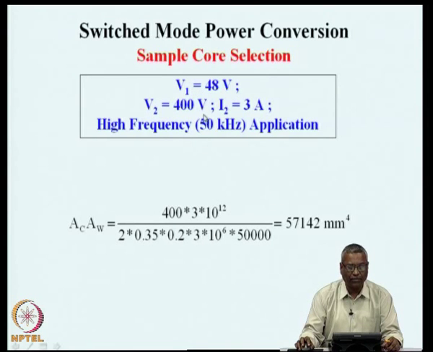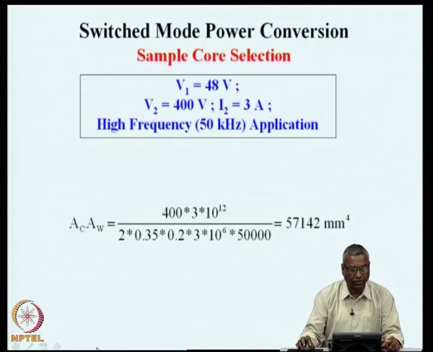Let us look at a sample design where these core selections are worked out. This is a design where V1 is 48 volts, primary has 48 volts, secondary has 400 volts and secondary current is 3 amperes. Total secondary power is about 1200 watts, 400 into 3, 1200 watts, and it is used for a high frequency application, 50 kilohertz frequency, and let us assume that this is a square wave operation.